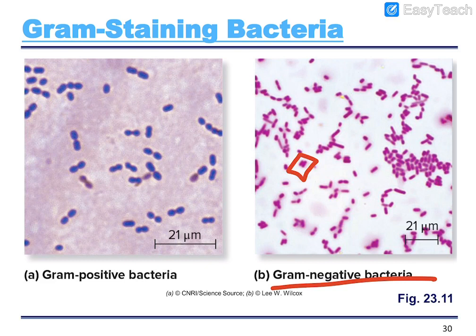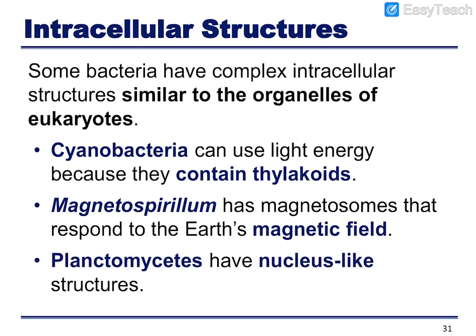And then the gram-negative bacteria, the cell walls are stained very thin, and they are pink rather than purple. So, talking specifically about cells and their intracellular structures, some bacteria have complex intracellular structures similar to the organelles of eukaryotes. For example, cyanobacteria can use light energy, photosynthesis, because they contain thylakoids. We will explain thylakoids on the next slide.